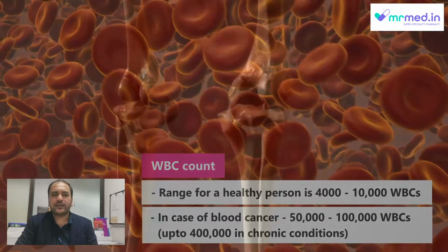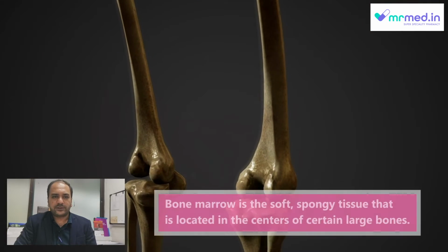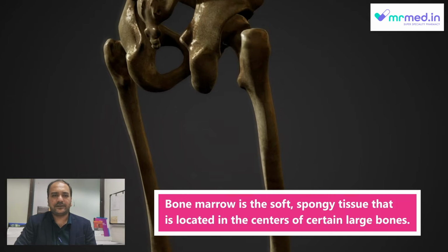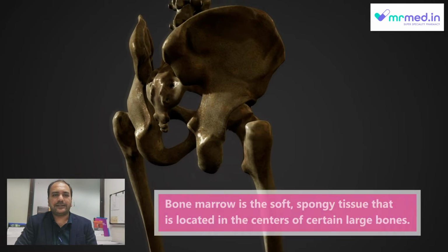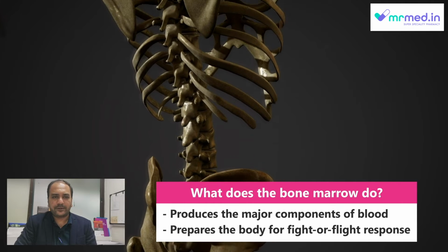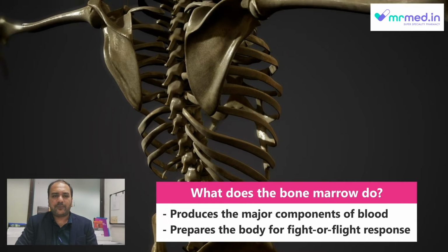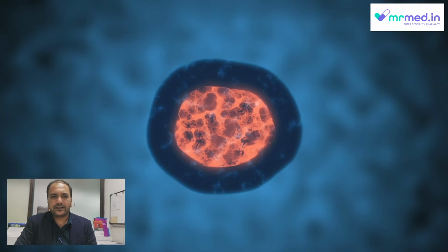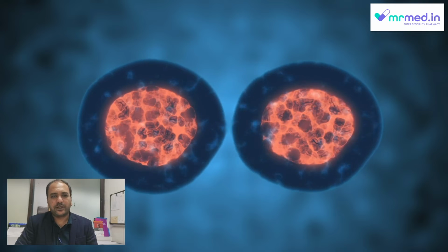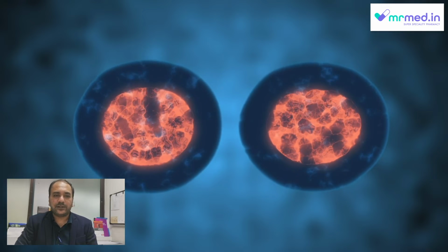It usually starts in the bone marrow of a person. Bone marrow is present in the center part of the bone where the cells are actually produced. It is actually called the blood production factory. So abnormality happens in this region, and from there the abnormal cells are produced and they come and circulate in the blood. So this is how a blood cancer actually develops.